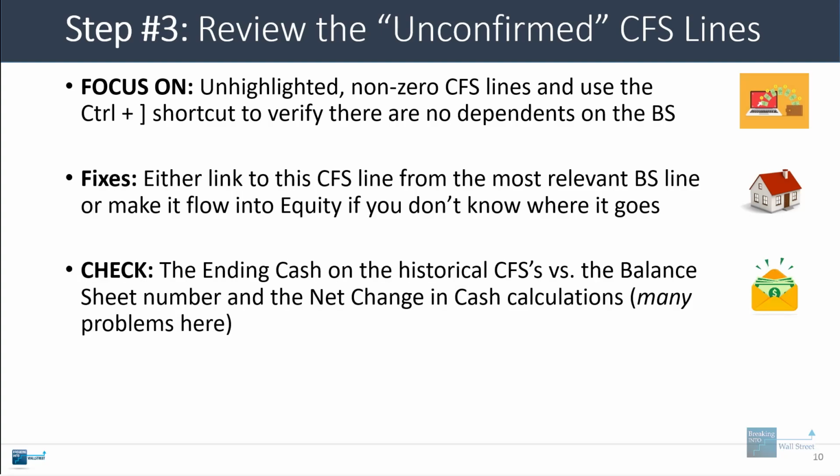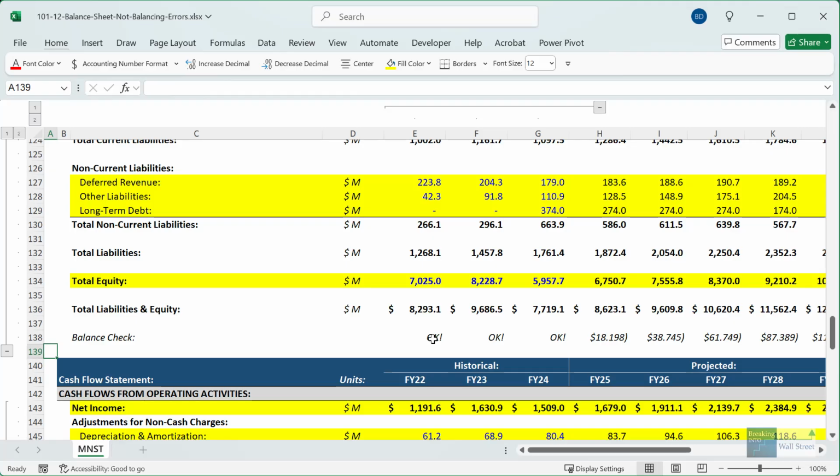You also want to check the ending cash number on the historical cash flow statements and compare it to the balance sheet number, and check the net change in cash calculations. We've seen a lot of students make mistakes or start working with incorrect historical data, and that sometimes causes the balance sheet to go out of balance as well. So let's go down and do just that.